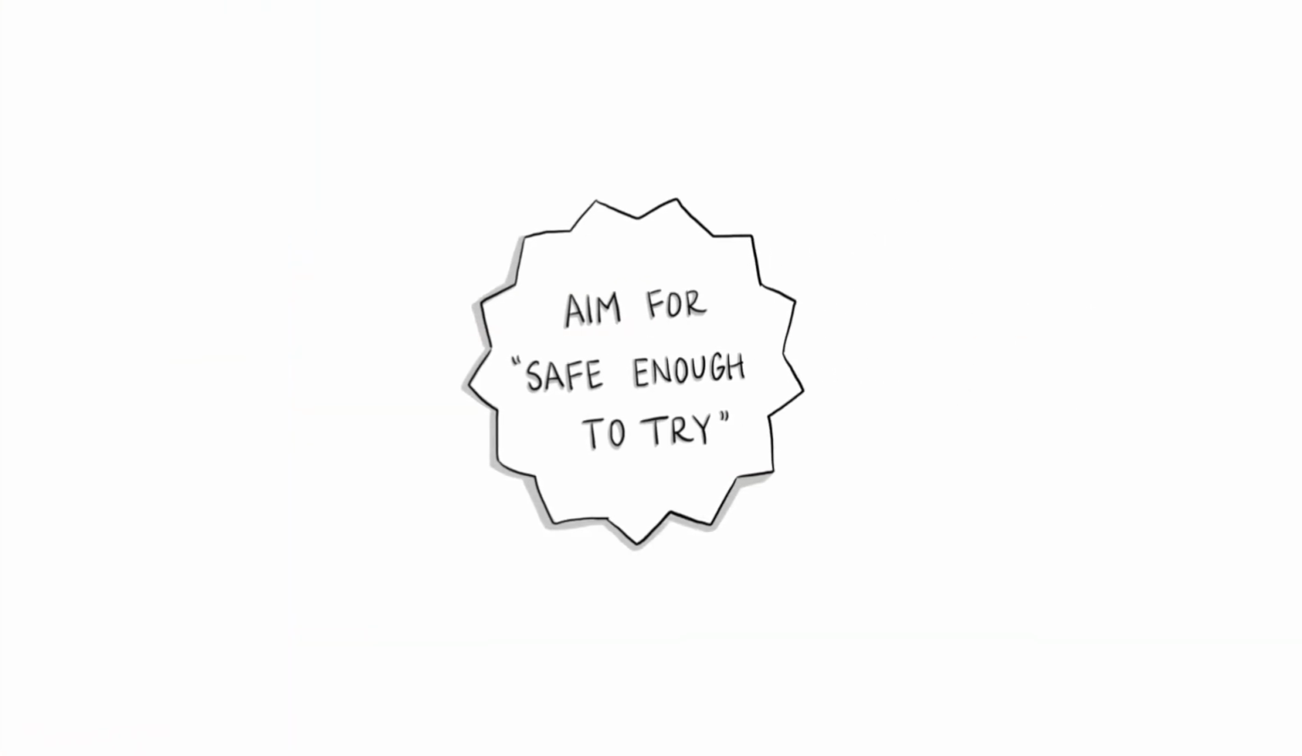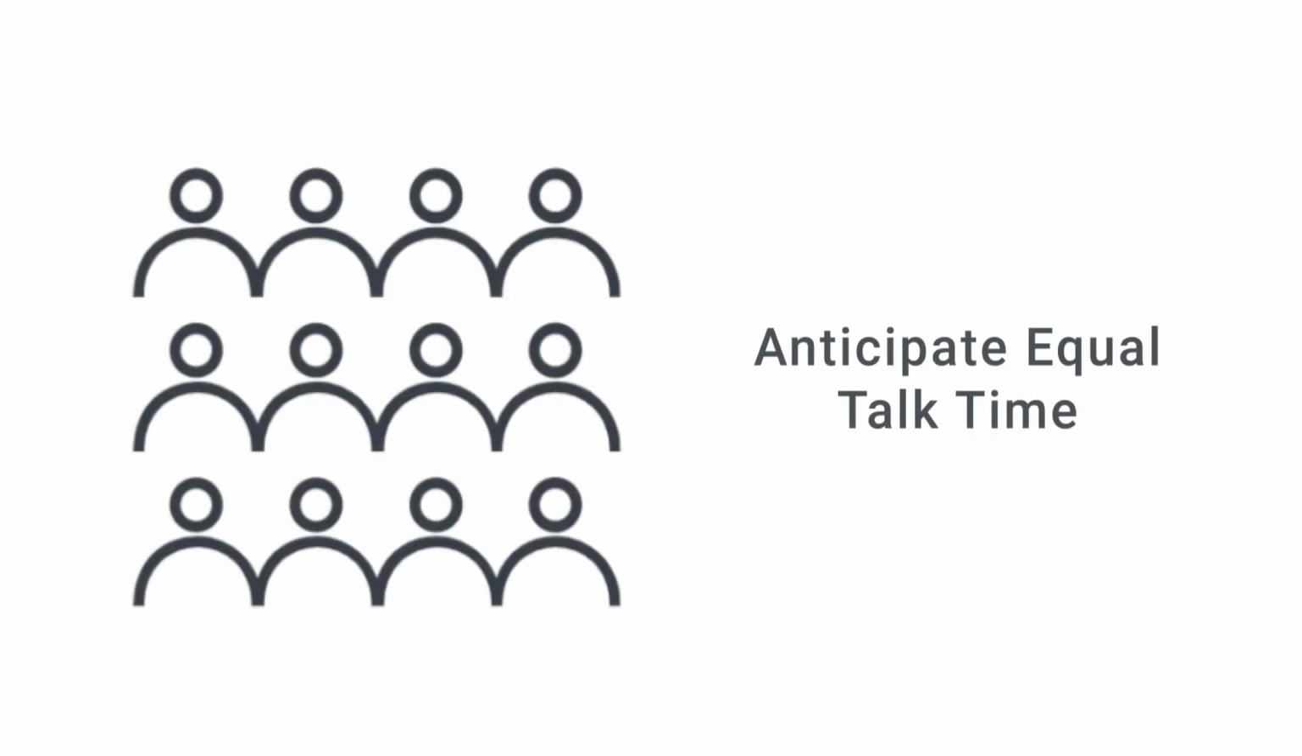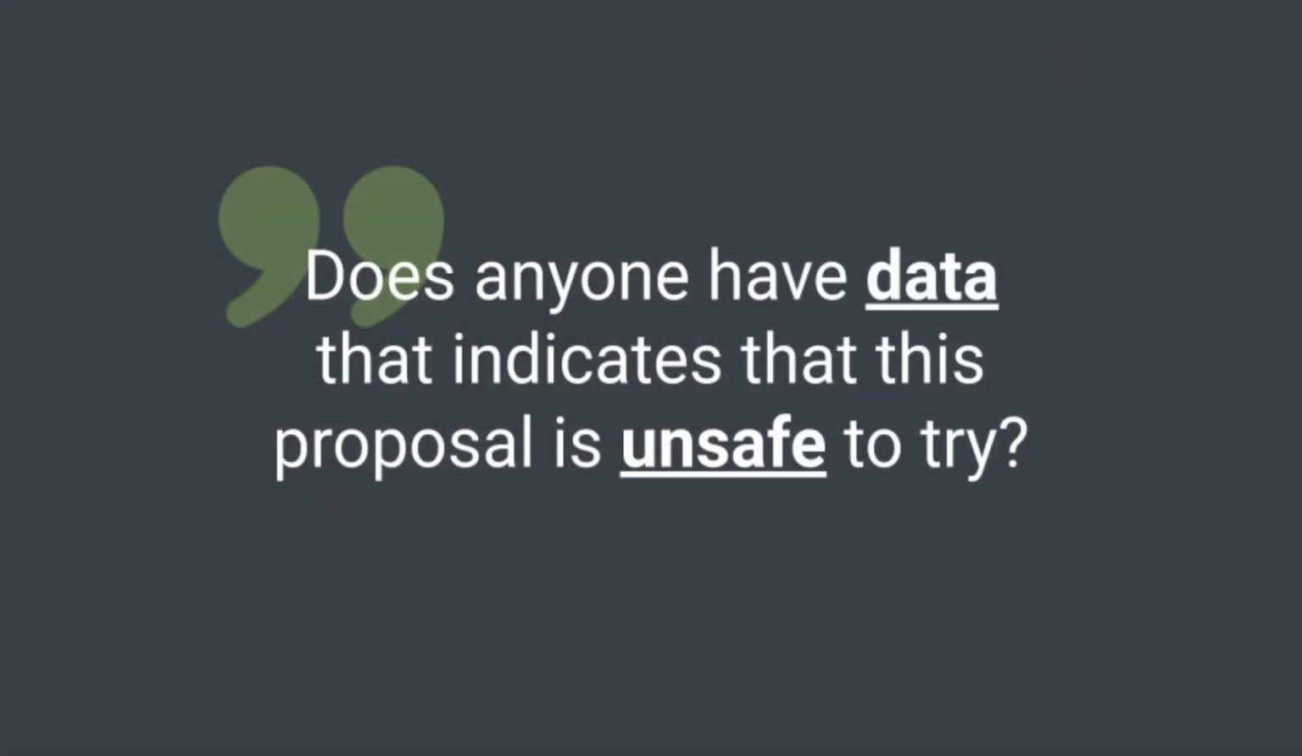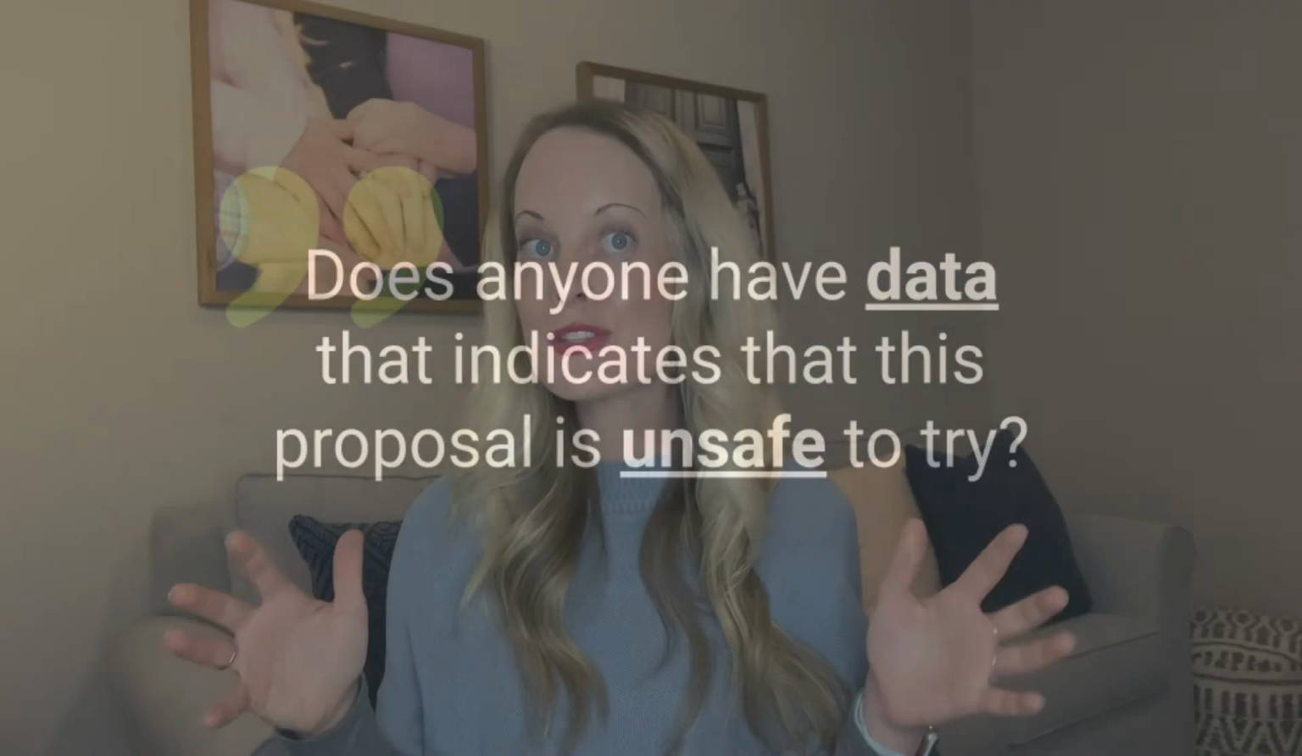After the individual has presented the proposal, the facilitator will aim for safe enough to try, not consensus. There will be time and space for individuals within that meeting to ask clarifying questions and to provide reactions prior to making that decision. At Education Elements, we always advise that the facilitator anticipate equal talk time for this portion of the governance structure. After the proposal has been shared, go around the entire team and allow each person to answer the question, does anyone have data that indicates that this proposal is unsafe to try? The facilitator needs to anticipate and parse through what information is valid enough to actually have a discussion around.